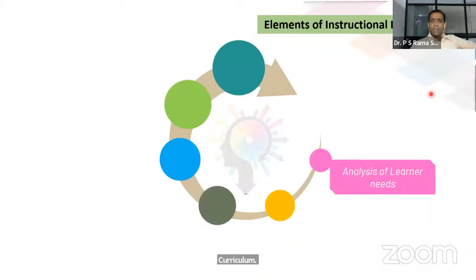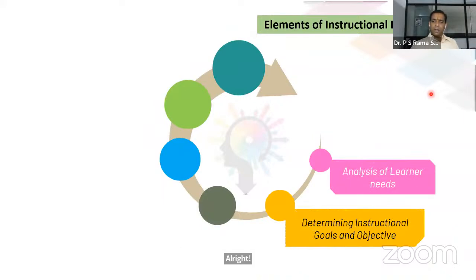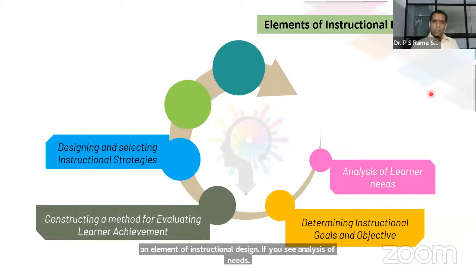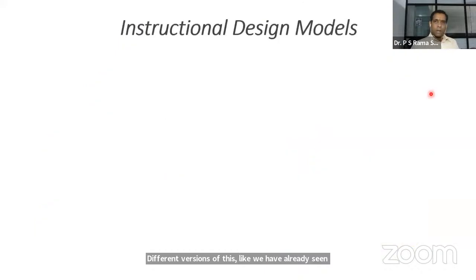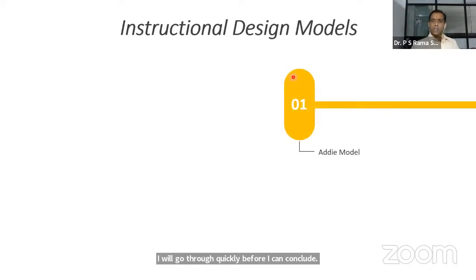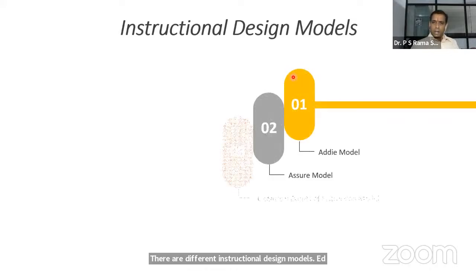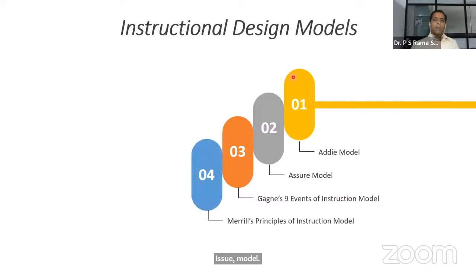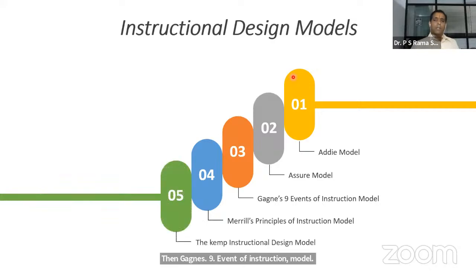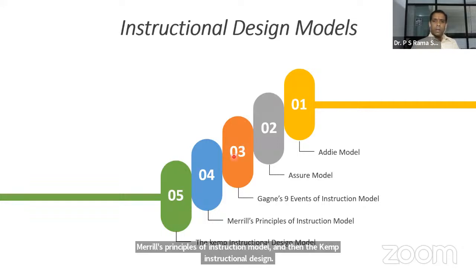Right? And then elements of instructional design, if you see analysis of learners' needs, right? Different versions of this, like we have already seen. We're running short of time. So instructional design models, I'll go through quickly before I can conclude. There are different instructional design models. ADDIE model is one, Assure model, then Gagne's 9 events of instruction model, then Merrill's principles of instruction model, and then the Kemp instructional design. So I'll go through some of this, 1, 2, 3, right?